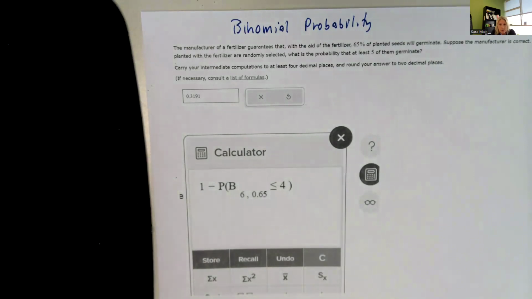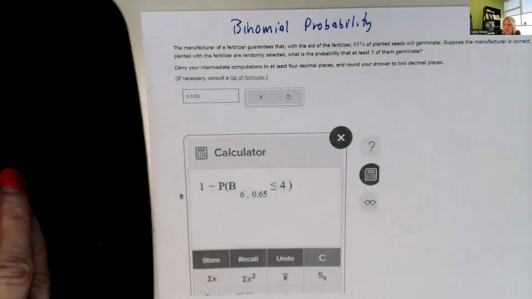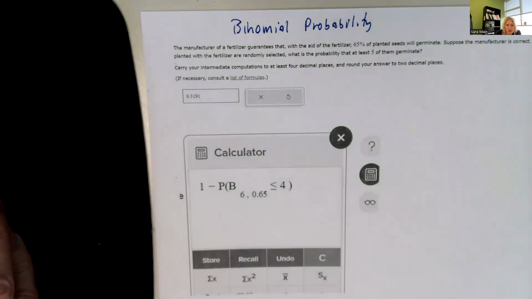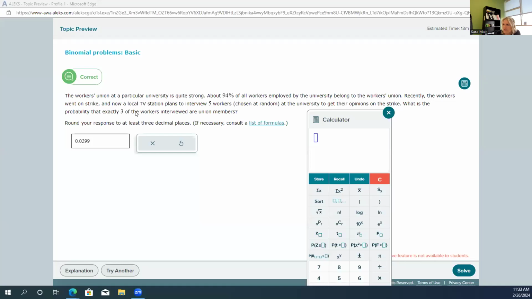Again, on the midterm and final, you will not be able to use Desmos. So you need to be able to use ALEKS, and when you're doing your homework in ALEKS, it's more efficient to know how to use their systems. So I'm going to share my screen for a problem that is in ALEKS.